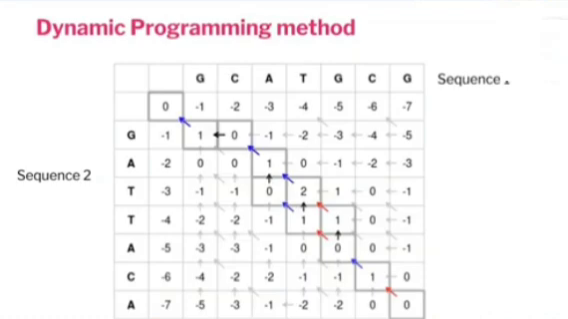The next is the dynamic programming method. This method is similar to the dot matrix method, but instead of dots, a score is given for each matching base. As you can see, in this method also there is a matrix where you keep both the sequences in a horizontal and vertical way, and wherever the bases are matching, a score is given. This method provides more than one sequence alignment possibility, and the highest scored ones are considered the best at the end.